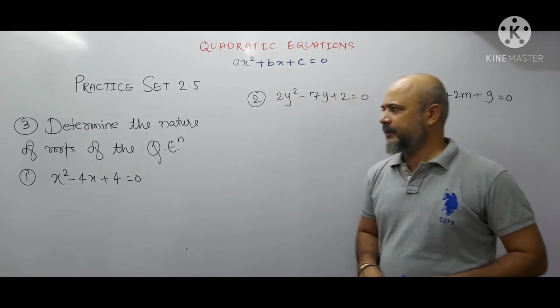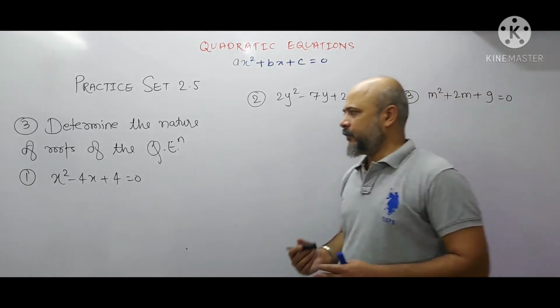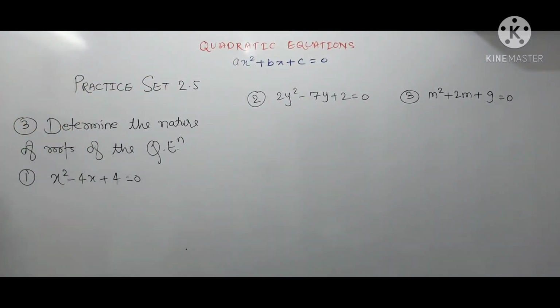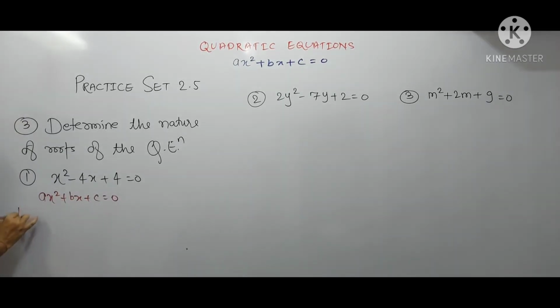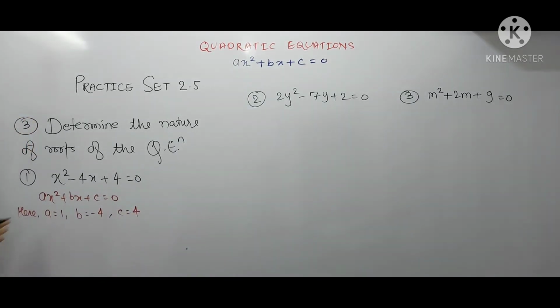So third question is determine the nature of roots of the quadratic equation. For that we have to calculate the value of discriminant, that is b square minus 4ac. So first we will calculate the value of discriminant. This is a quadratic equation. You are going to compare this equation with ax square plus bx plus c is equal to 0. So here you will get a is equal to 1, b is equal to -4, and c is equal to +4. A is the coefficient of x square, which is 1, b is the coefficient of x, which is -4, and c is the constant, which is 4.